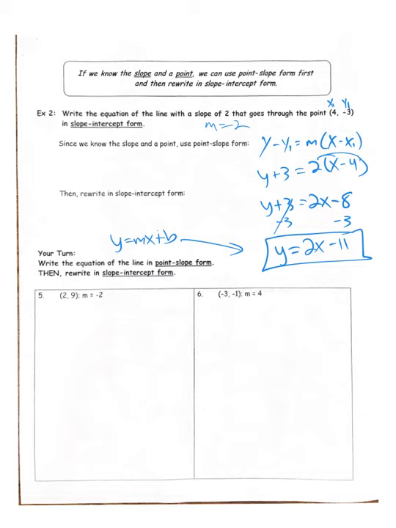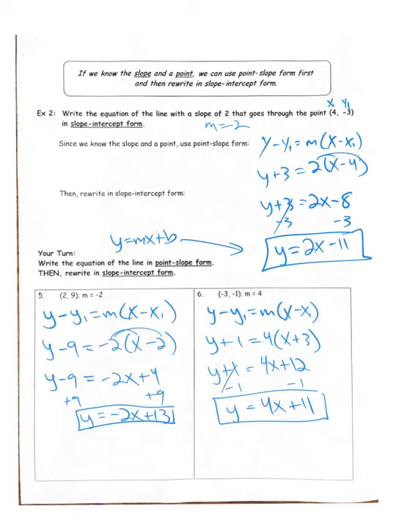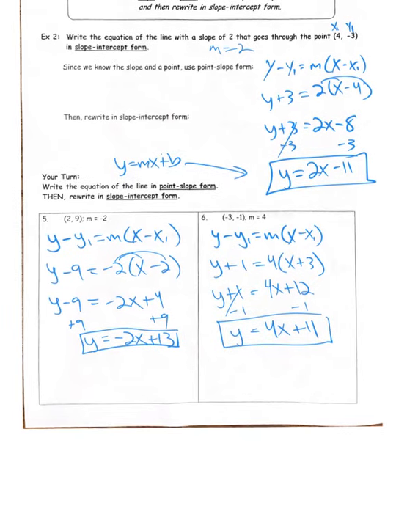So if you want to pause the video now, go ahead and try to figure out the slope-intercept form of that line, given the slope and your point. So looking at example 5, I started by just plugging in my slope and x1, y1 values into the point slope form, which got me y minus 9 equals negative 2, parentheses x minus 2.